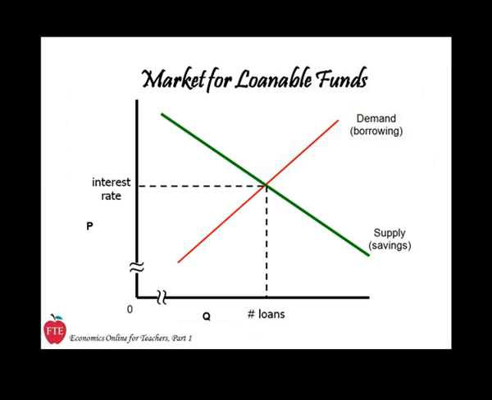As in other markets, the quantity demanded and quantity supplied of loanable funds are a function of price, in this case, the interest rate. Higher interest rates increase quantity supplied. Think of it as people's willingness to save. And they reduce quantity demanded, people's willingness to borrow or take out a loan. Conversely, lower interest rates reduce people's willingness to save and increase borrowing.